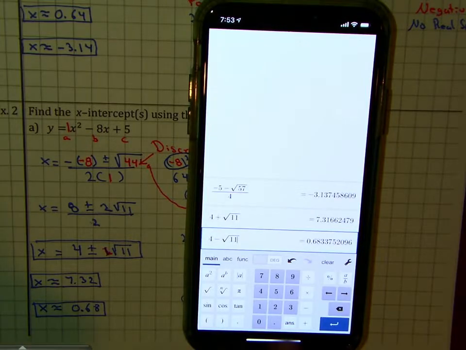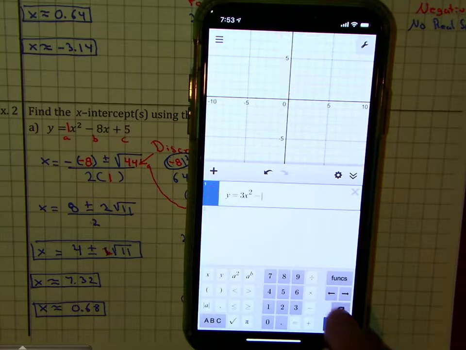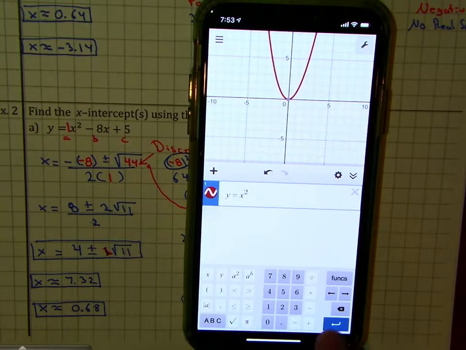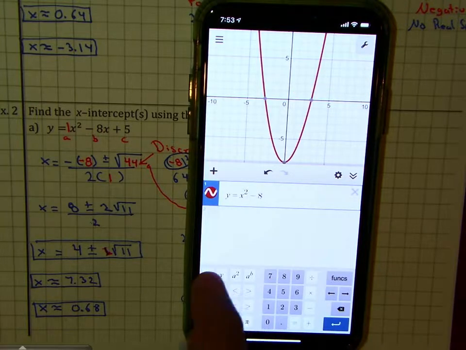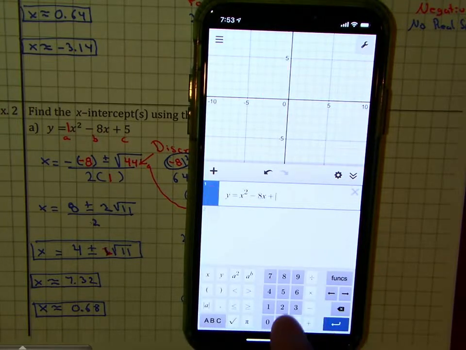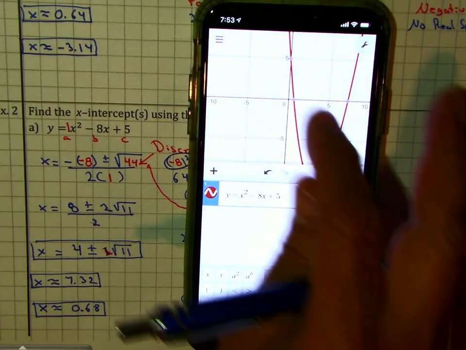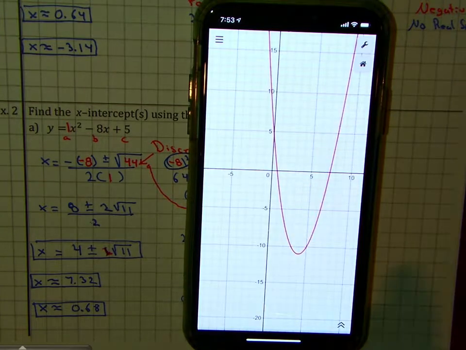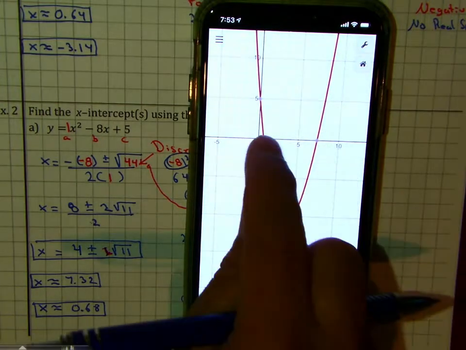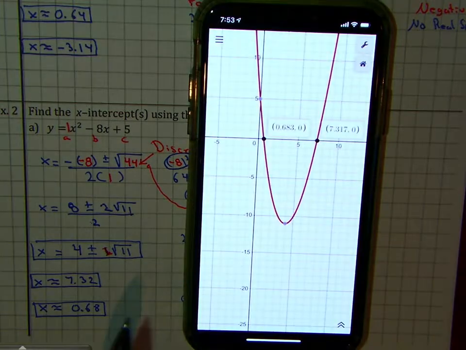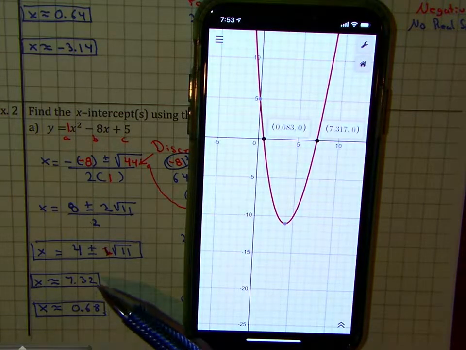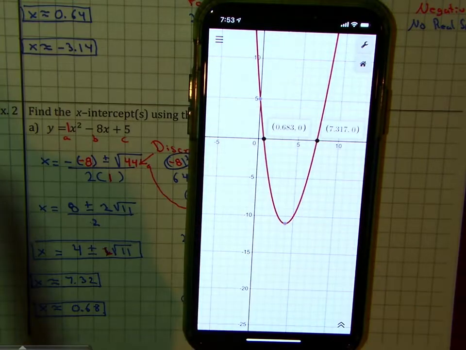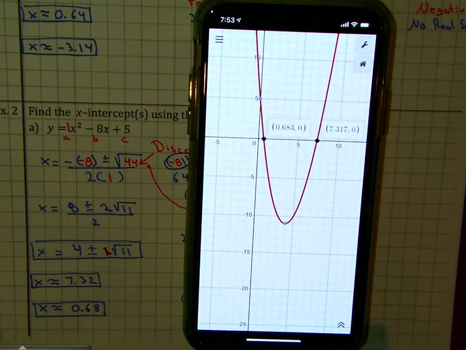And if I go into my Desmos graphing calculator now and type in the equation, that should match. That should be where it crosses your x-axis. Let's find out. So notice that we do have a parabola. We can move this down if we want to see a full graph. And one of them is 0.68, the other one is 7.32. So those are your x-intercepts. Well, on the previous one, when we have an equation, we just call them the solutions.